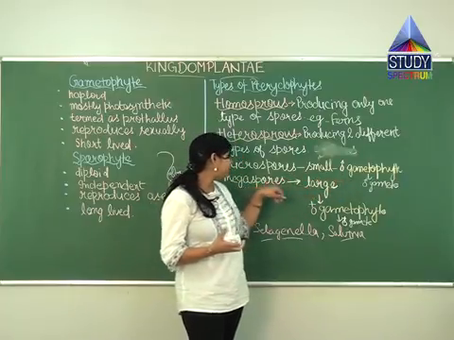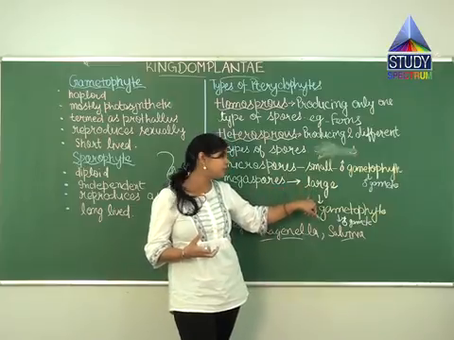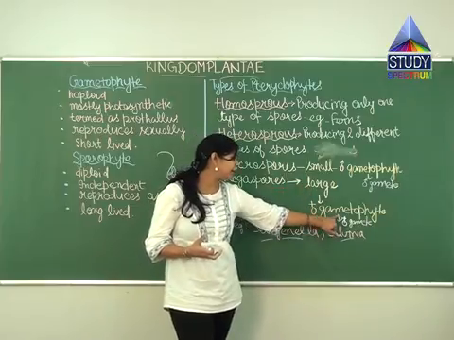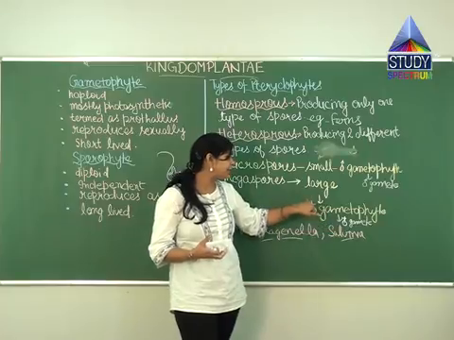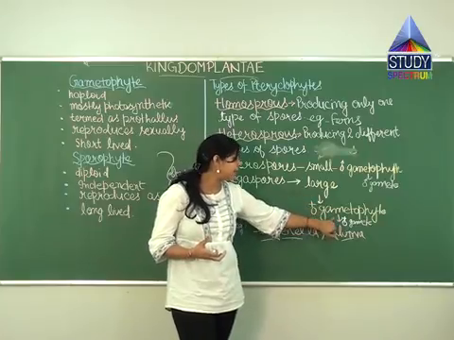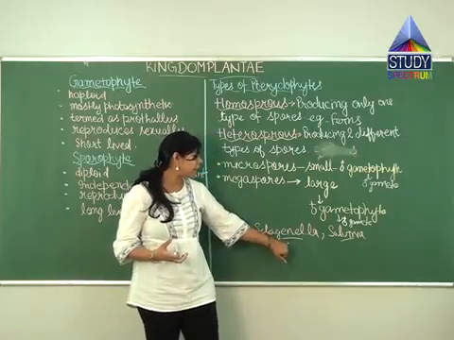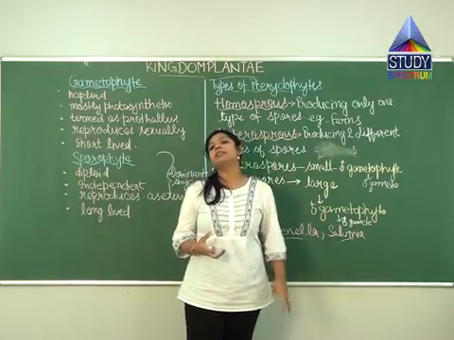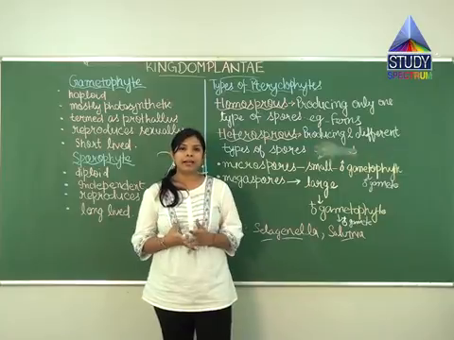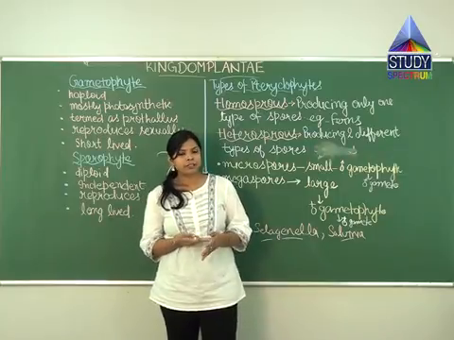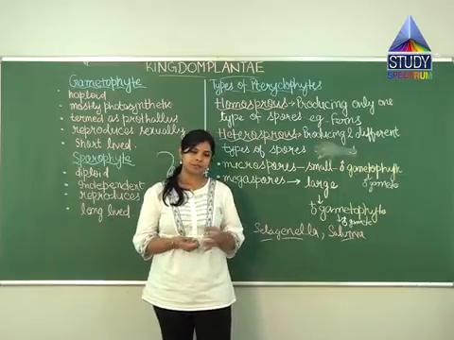And if I talk about megaspores, they will be large and will germinate into the female gametophyte and will form the female gametes. So examples will be Selaginella and Salvinia. So this is how pteridophytes are divided on the basis of spores they produce.